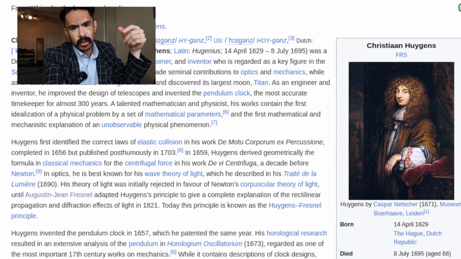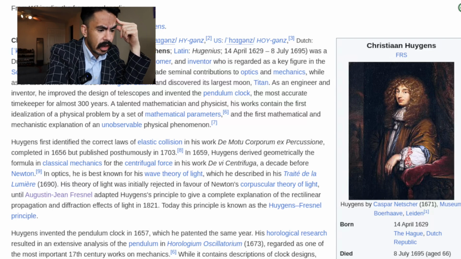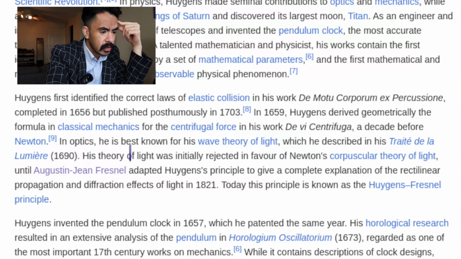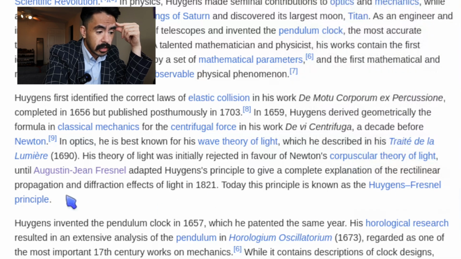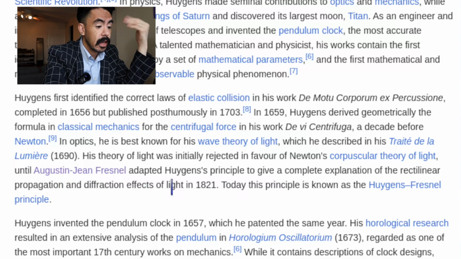So, of course, I like to pull up these guys' Wikipedia pages every now and then, and we can see here, his theory of light was initially rejected in favor of Newton's corpuscular theory of light until Augustin Jean Fresnel adapted Huygens' principle to give a complete explanation of the rectilinear propagation and diffraction effects of light in 1821. And so, yeah.